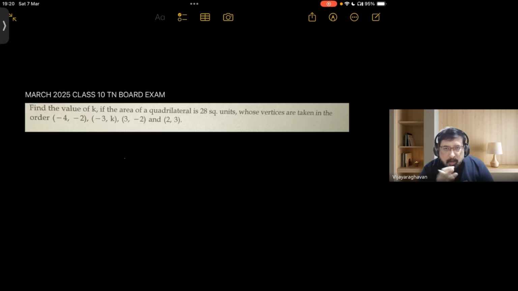Look at this question. A simple 10th class exam question, but having a beautiful trap. The trap is we have to find the value of k, and when we find the value of k, we get two values. And both these values will give you the area as 28 square units when you use the shoelace formula to compute. Both these values will give you exactly the same area. Then which one to choose?